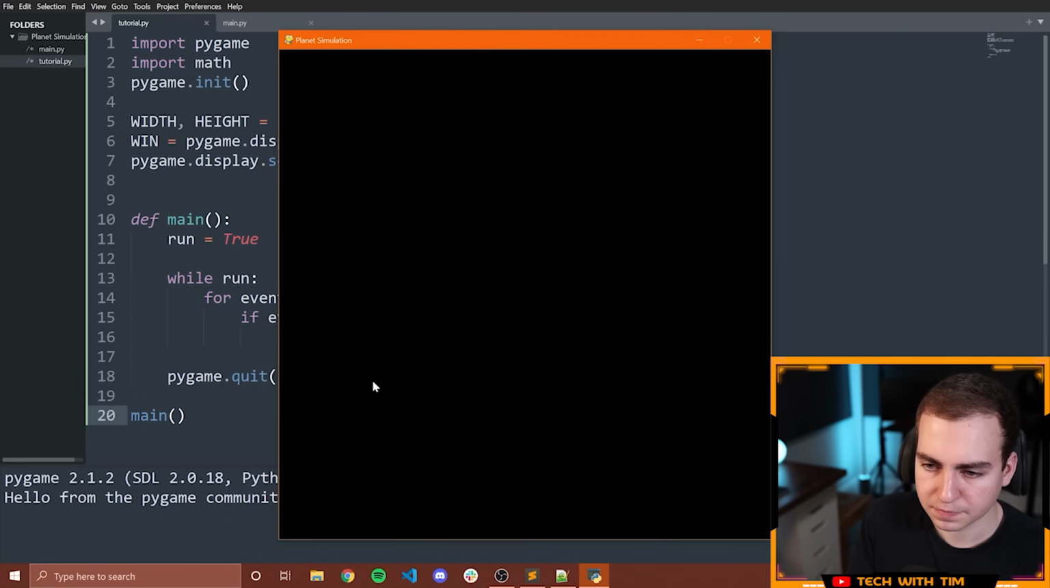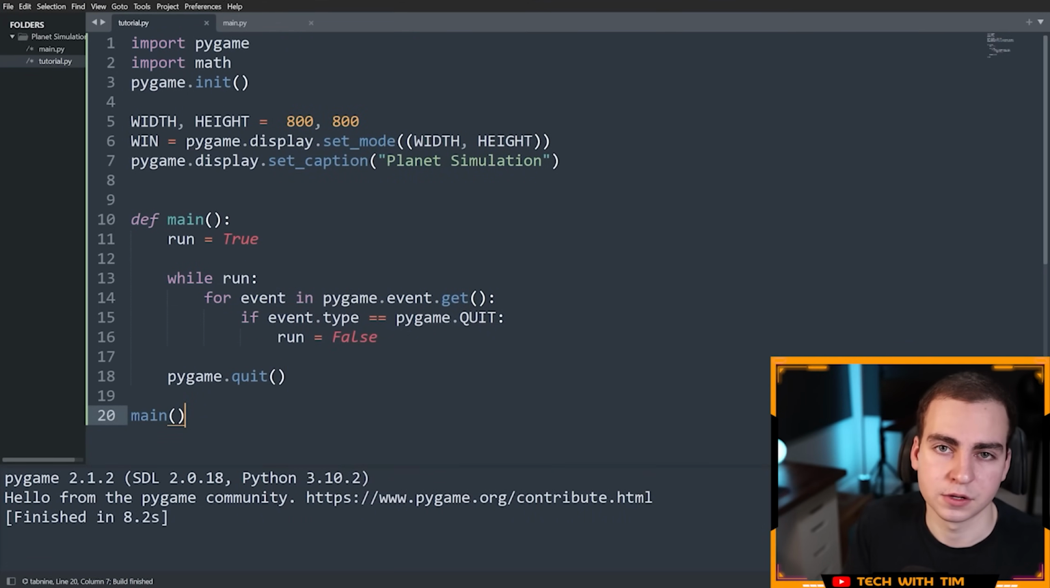So let's try this. And there we go. We get Planet Simulation. This is the caption I was talking about. You can see it right here beside the little Pygame logo. Then if I click the X button, we're going to close and we are all good. Okay, we have set up our event loop.